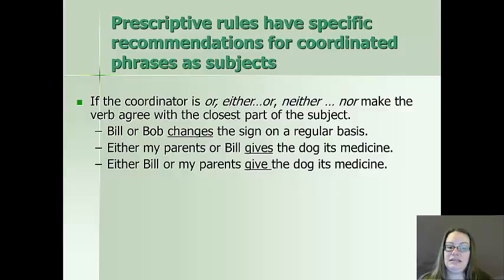On the second sentence, either my parents or Bill gives the dog its medicine. Again, it's agreeing with the closest noun phrase, which in this case is Bill. So it needs to be a singular verb to go with the singular subject. On the third sentence, either Bill or my parents give the dog its medicine. When we switch the places of those two noun phrases, then my parents becomes the closest noun phrase to the verb, and so the verb must agree with my parents. So both my parents and the verb give are plural.